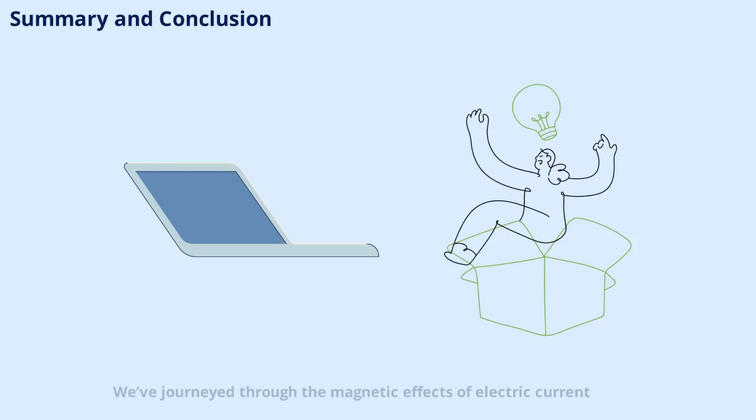We've journeyed through the magnetic effects of electric current, exploring everything from basic concepts to real-world applications. Understanding how electricity and magnetism interact unlocks the secrets behind many modern technologies. Whether it's powering a train, diagnosing an illness, or simply listening to music, the principles of magnetism are all around us. Keep exploring, and you'll find even more ways these invisible forces shape our lives.